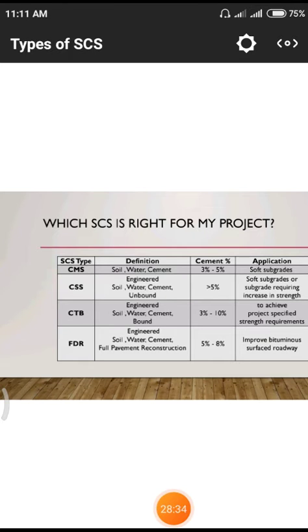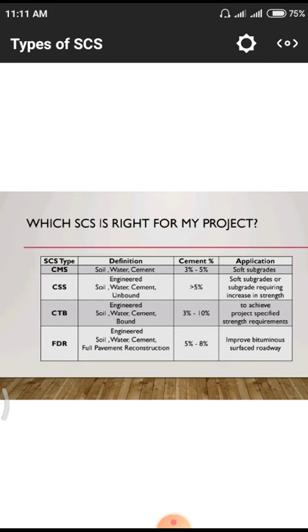What SCS is right for my project? CMS, chemically modified soils, or any other soil, water, cement. These are the different processes, that means the content of cement required for those processes: 3 to 5% for the starting one. After that, greater than 5%, 10%, and 5 to 8%.